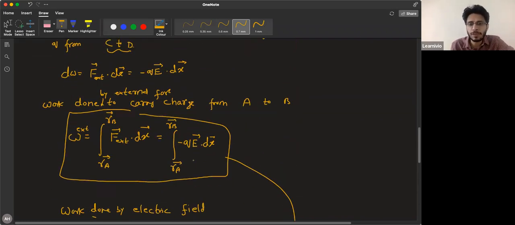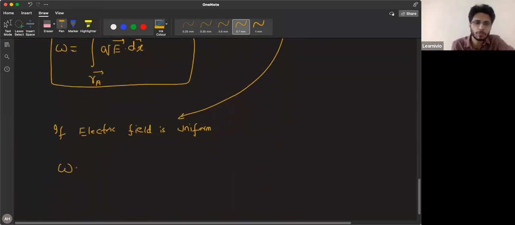So if I say that this E is constant, this variable is not changing, what simplification you can do in this integral? We can take E out of the integral. We can take both Q and E because charge is constant as well as field is constant. So when we take both of them out of the integral, then what I get is minus QE dot integral of dx. It's from R_A to R_B. Anshika, what is the integral of dx?